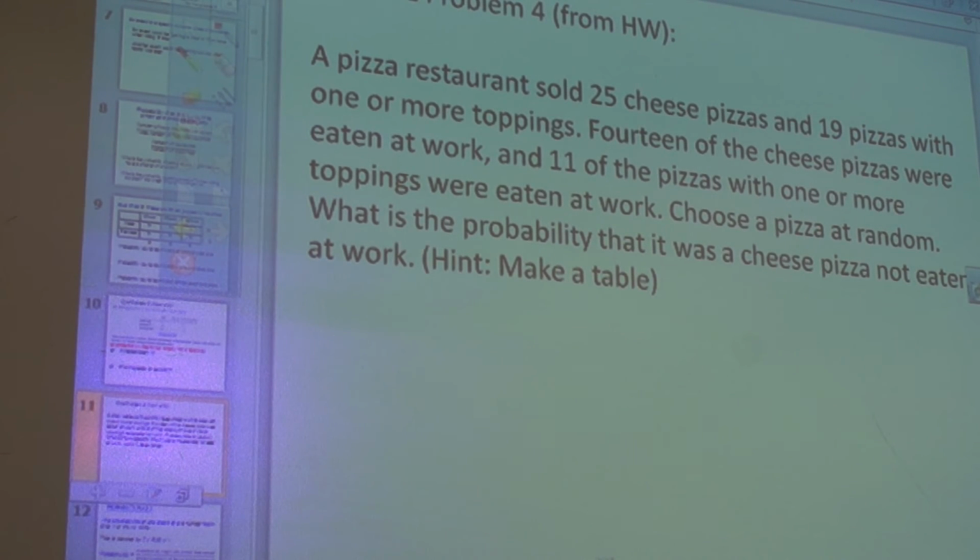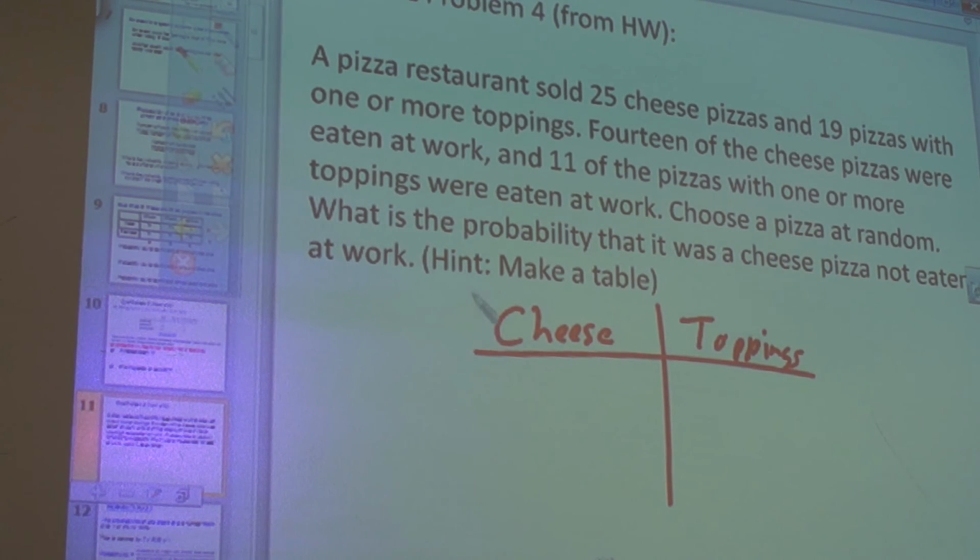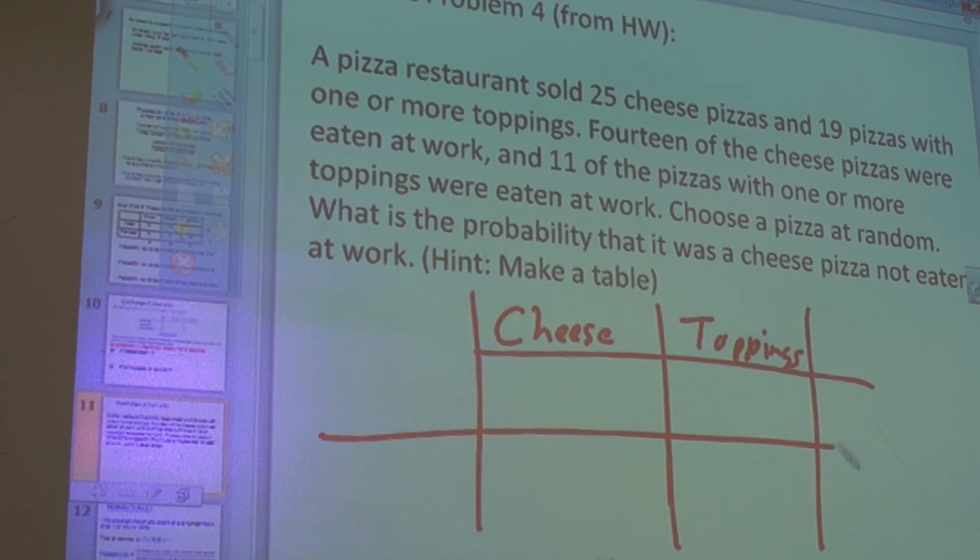So it makes sense? So I'm going to put one of those across the top. So what's my first thing? Cheese or toppings? So I'll put those across the top. Cheese. So figure out what your options are. Put one of them along the top, and then the other options go along the side. What are my other options? The other thing I know? Work or no work? Not at work.